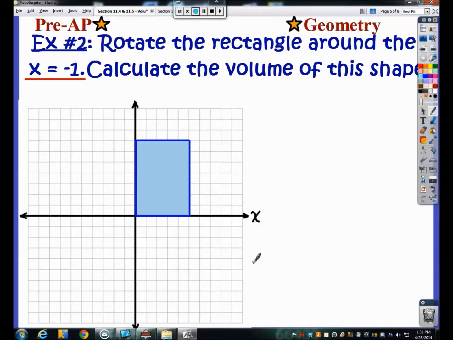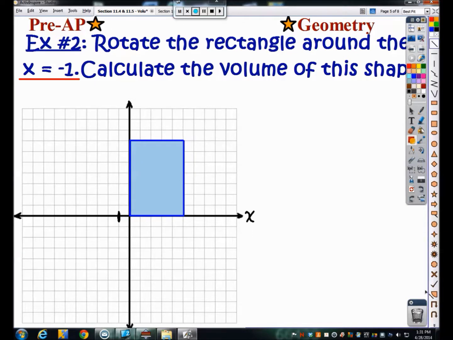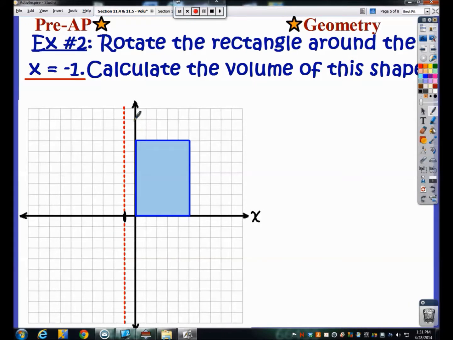Now, the horizontal axis is our x-axis, and x -1 is right here. Okay, but that's not the line x equals -1. That's the point -1, comma 0. So the line x equals -1 is going to be a vertical line that goes through that point. So instead of this wrapping around just the y-axis, now we're going to take this rectangle and wrap it around this red dotted line instead.